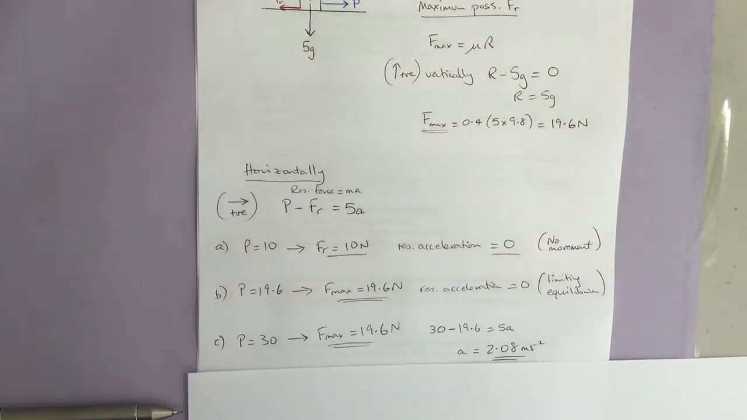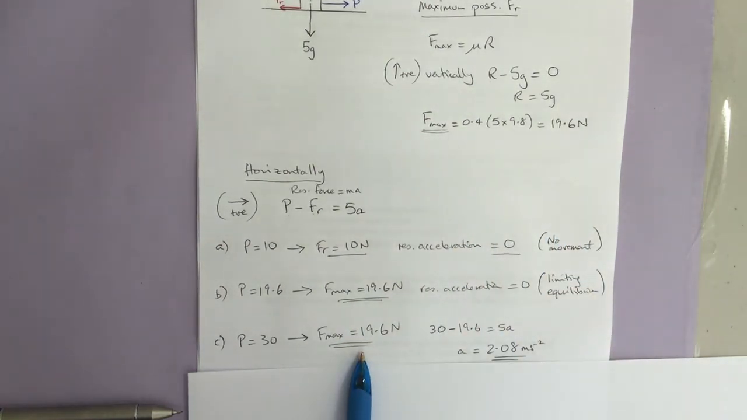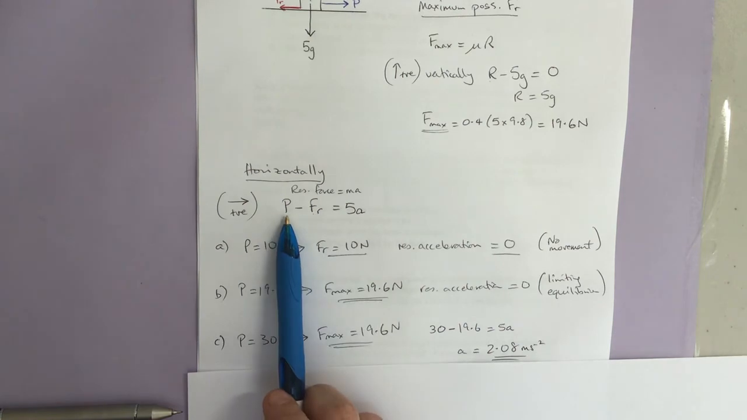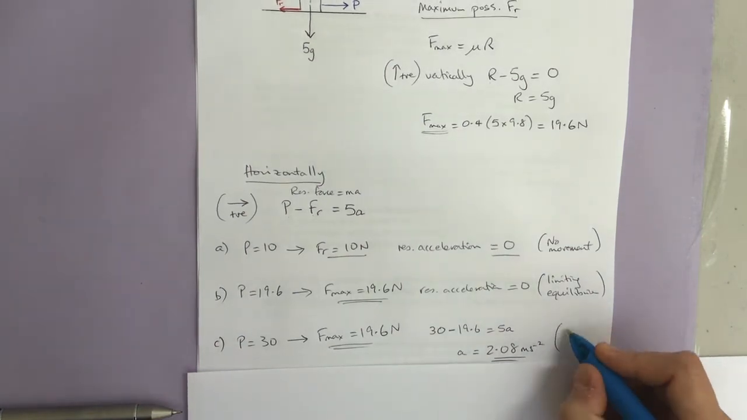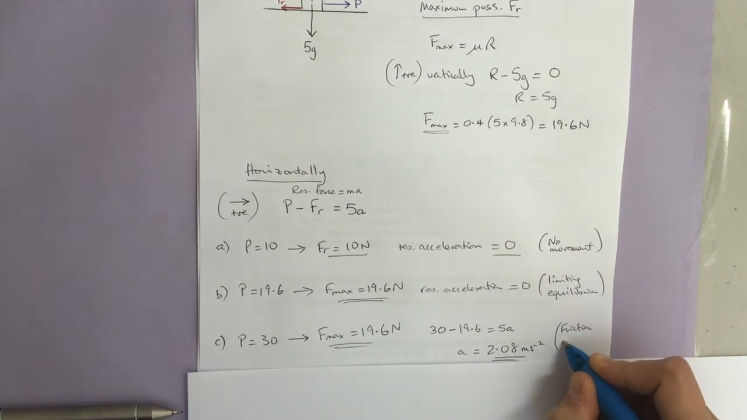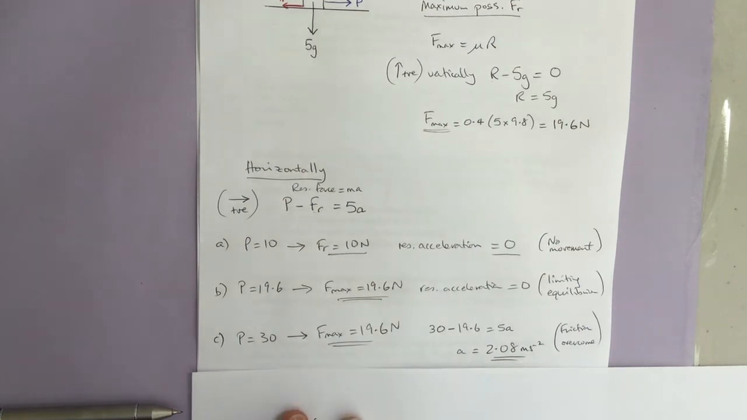And the last situation here is where P is 30. And in this situation, friction doesn't build up to 30. Friction can't build up to any more than 19.6. So in this situation now, the friction has been overcome. The system is going to move. And then let's have a look at our resultant force. P minus friction max this time is equal to 5A. Rearranging that, doing it on our calculator, we get the acceleration is 2.08. So here, friction has been overcome, and we get a resultant movement in that right direction.